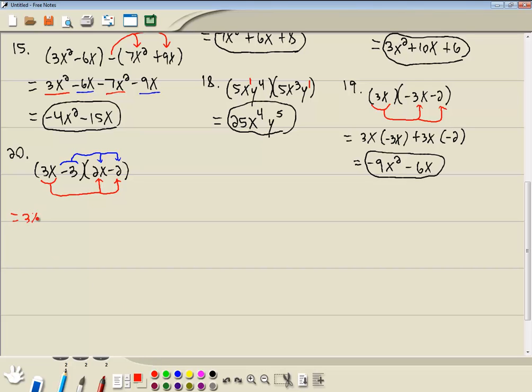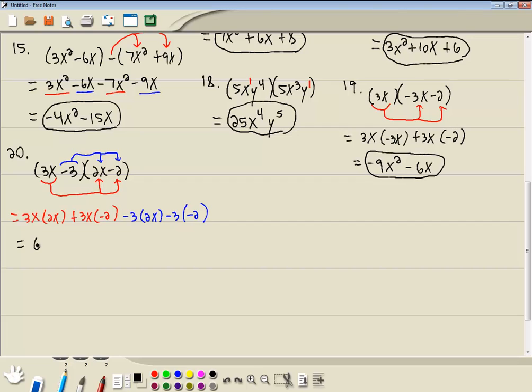Well, let me write out what I just said. Take our first term times the 2x, and we'll take our first term times the negative 2. Then we're going to take our second term, the negative 3, multiply it times the 2x, and we'll take the negative 3 and multiply it times the negative 2. All I'm doing is following the lines here. So 3x, and I follow the line, multiply times the 2x, and multiply times the negative 2. Here I follow the lines, negative 3 times 2x, and negative 3 times negative 2.